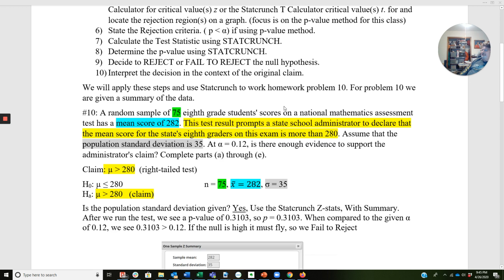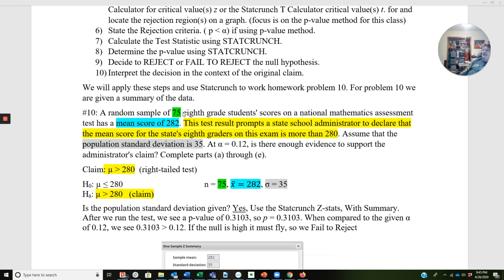So let's just identify everything. I've kind of color-coded it for you. First, the test results prompt a state school administrator to declare that the mean score for the state's 8th graders on this exam is more than 280. So I write that as mu greater than 280. Well, I see that the condition of equality is not there, so that means this is going to be in the alternative hypothesis, which makes it a right-tailed test. So if you'll notice, I've moved it down here to the alternative, mu greater than 280. This was the school administrator's claim. Well, the complement of that, the null hypothesis, is mu less than or equal to 280. And there's the condition of equality that must always be present in the null.